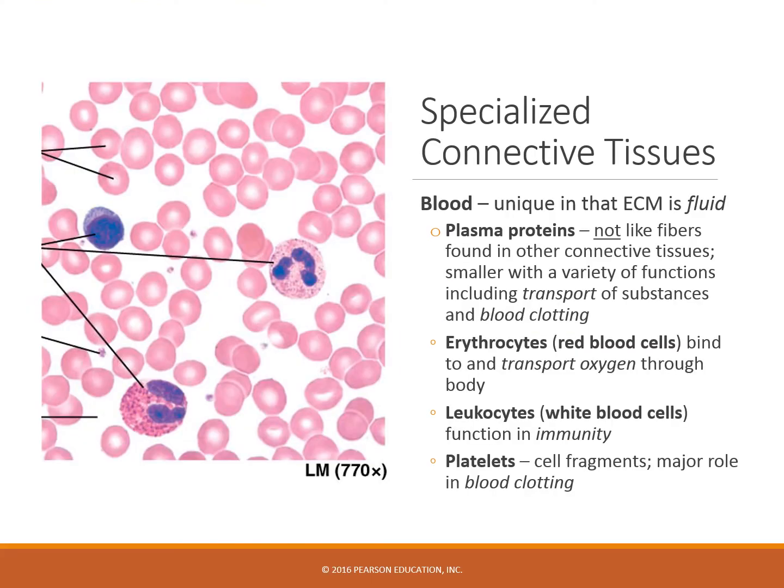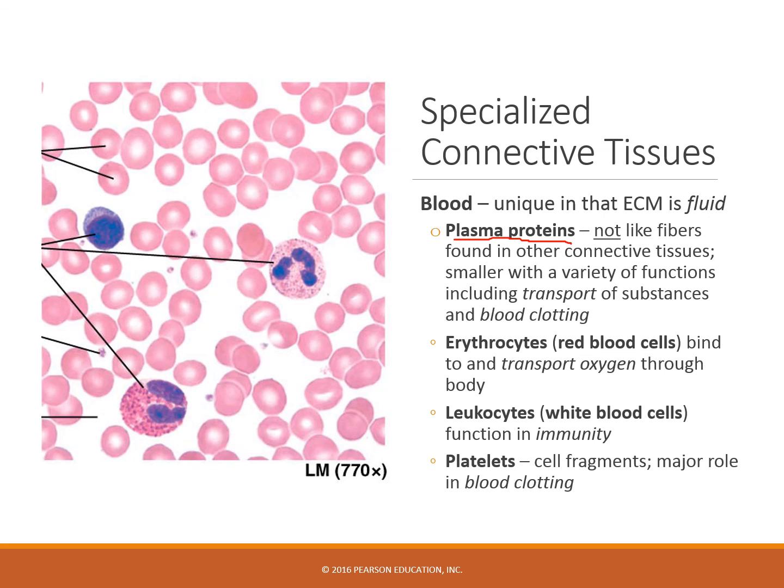The last specialized connective tissue that we want to consider for this video is blood. As I mentioned earlier, blood has the unique distinction of being a liquid tissue. Its extracellular matrix is fluid, and it's called blood plasma. The proteins in blood plasma are called plasma proteins, and they are not fibers like in your other connective tissues. These plasma proteins are smaller and generally rounder. They'll have a variety of functions, including the transport of substances and blood clotting.